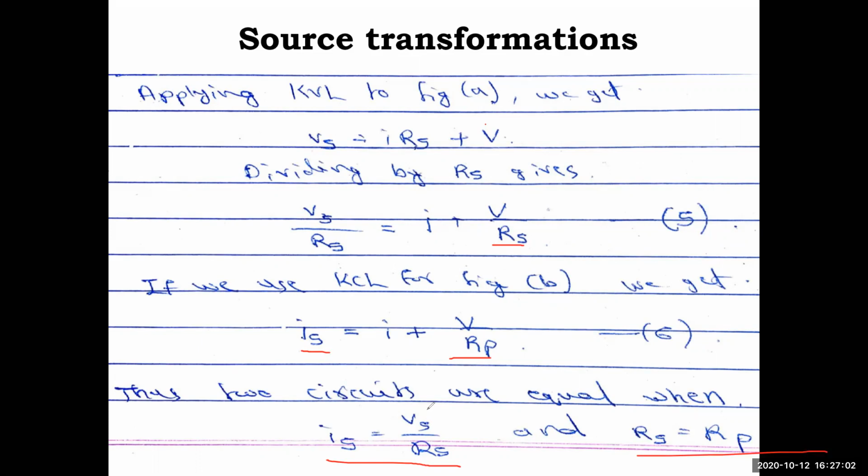So if you have to convert a voltage source into a current source, then the current source value should be Vs by Rs, and the resistance will not change, as it is we are writing in parallel. Similarly, if you have a current source in parallel, then Vs can be calculated as Is into Rs, and the resistance will be in series with it. Okay, so based on that we write the transformation procedure now.